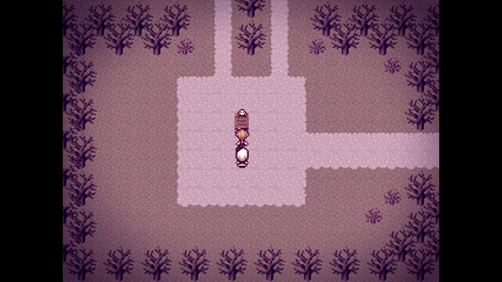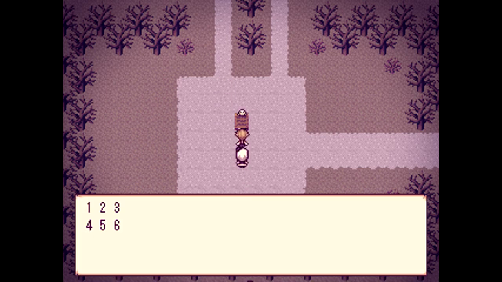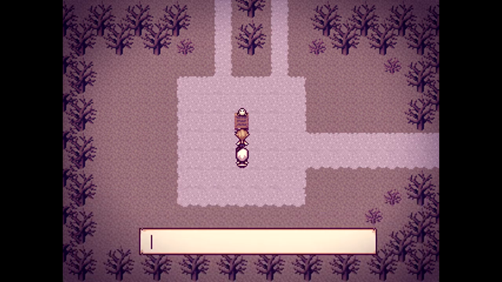Anyway, what he wants you to do is enter the code of which quadrants are different, from the least number to the most. So it's quadrant 1, then quadrant 3, then quadrant 6. Okay? So we got 1, 3, and 6.